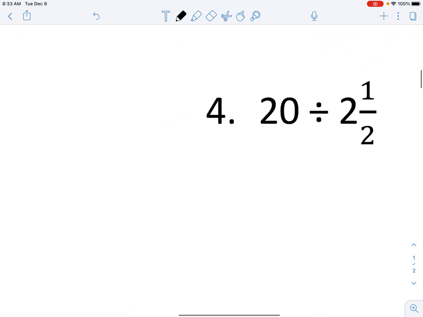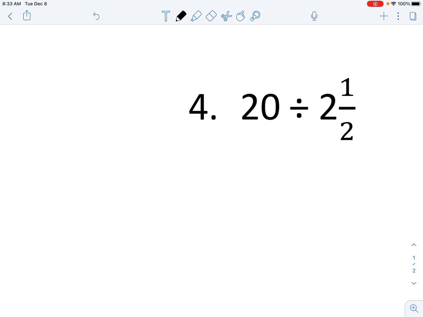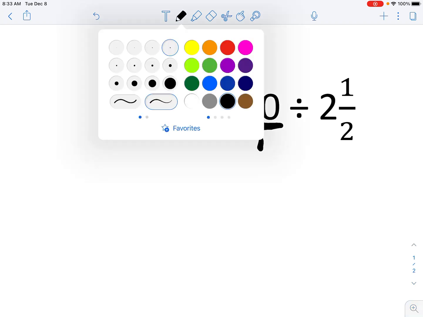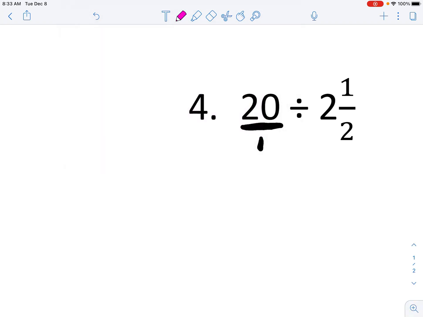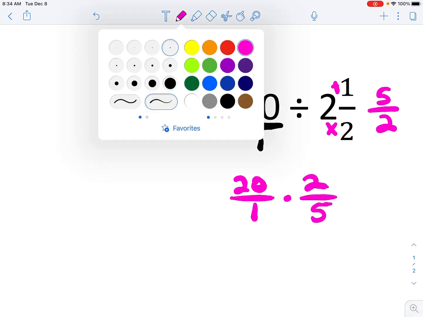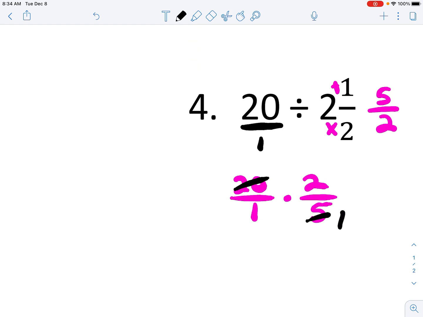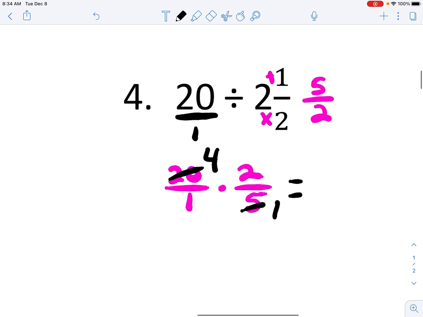Okay, now we have a mixed number here and a whole number. So 20 divided by 2 and 1/2. So I'm going to put 20 over 1. Then I'm going to change this mixed number into an improper fraction. So 2 times 2 is 4, plus 1 is 5. So I'm going to put that all over 2. So 20 over 1, skip, dot, flip, 5 over 2 will change into 2 over 5. And then I can cancel out if I need to. The 20 and the 5, this is 1, this is 4. Multiply across, and I get 8 over 1, which equals 8.